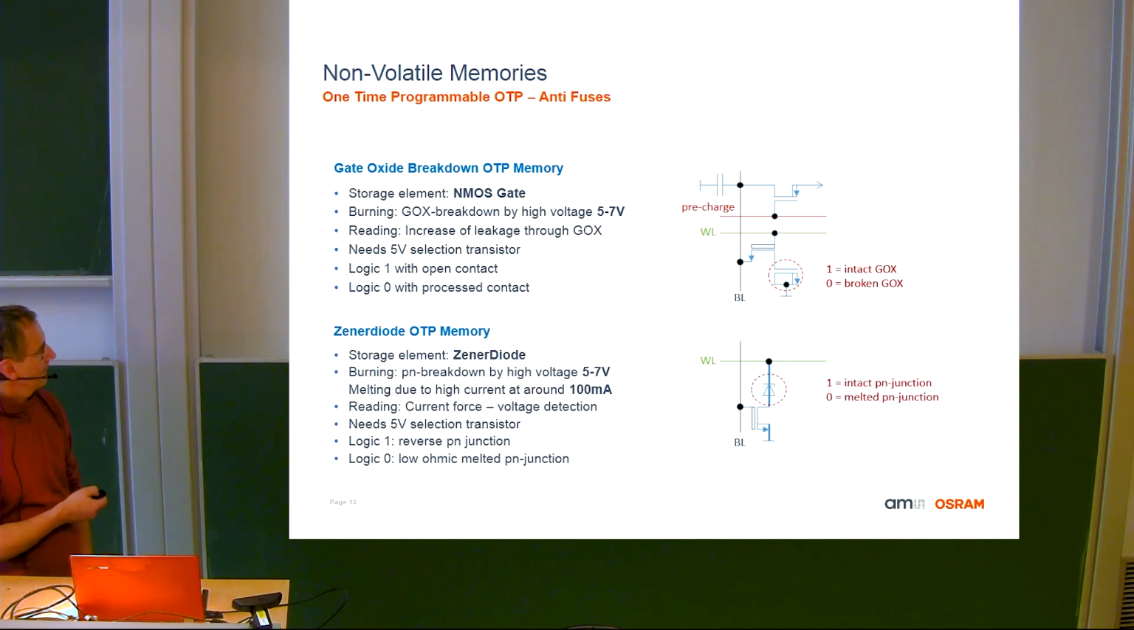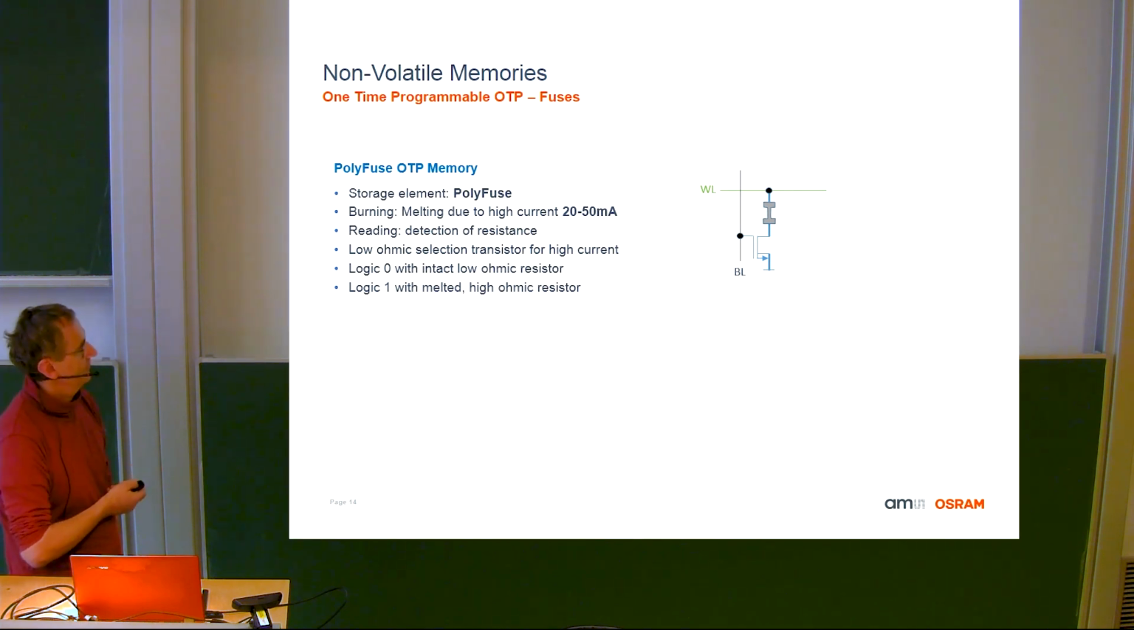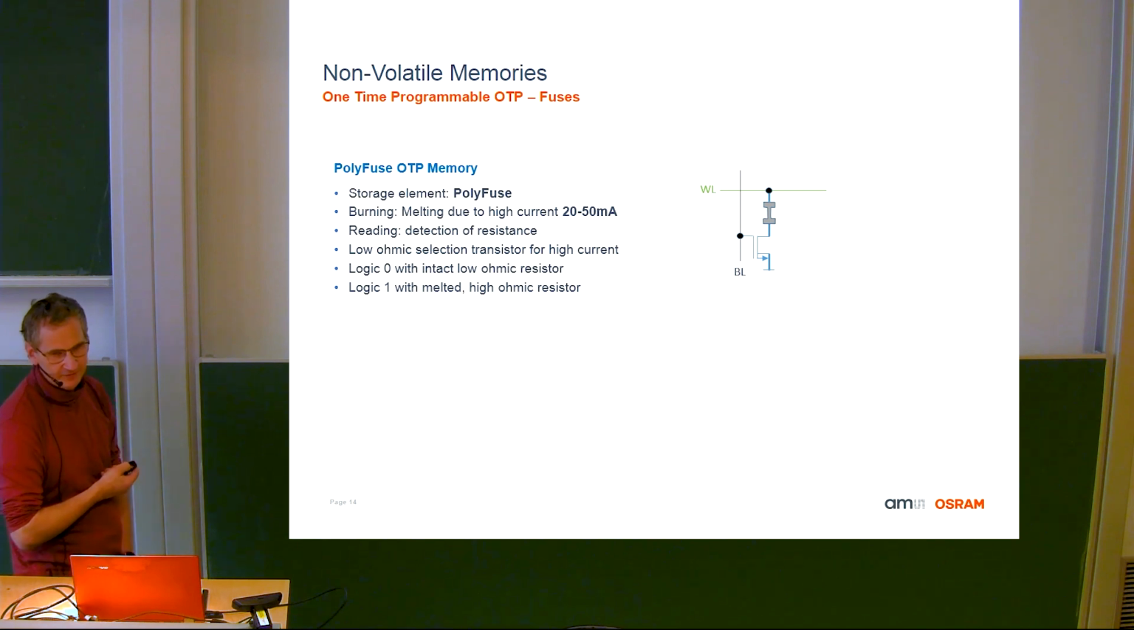Having this Zener diode, you could also use other elements instead. What is available here, for example, is a polyfuse. What you use then is just a poly line in series instead of a Zener diode. This is much better. You reduce the current from 100 milliamps down to 20, 30 milliamps. Still quite a high current, because you could not optimize this further, since the ideal situation is to use the system as is.